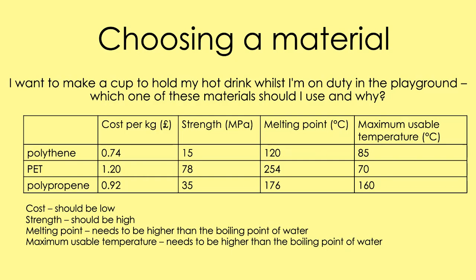If we look at this data in that context, this is what we find. Polythene isn't really that strong. It's not strong enough, and its maximum usable temperature is 85. So that's completely useless because when I pour my boiling water in, it's going to be so soft it's going to be unusable. PET is expensive, and also its maximum usable temperature is lower than 100 degrees C. So again, I can't use it for this purpose. Polypropylene, as you can see, has no crosses, so that's the material that I would use for making my cup.